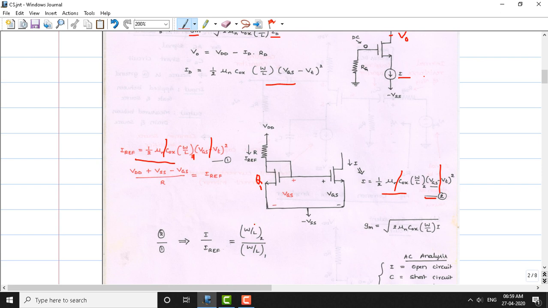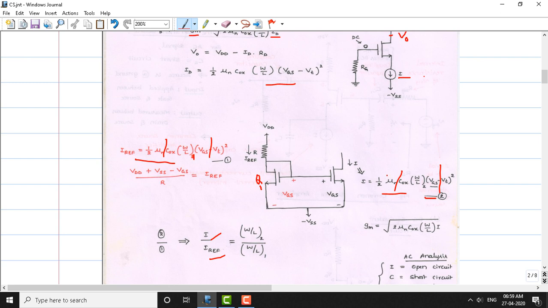So therefore, the only variable between these two equations will be W by L. Even if you make the W by L of this transistor the same as the W by L of this transistor, then I becomes equal to I reference. This is called current mirroring.